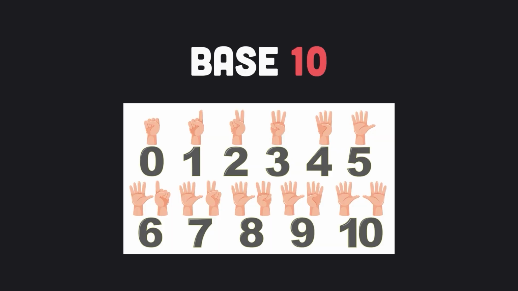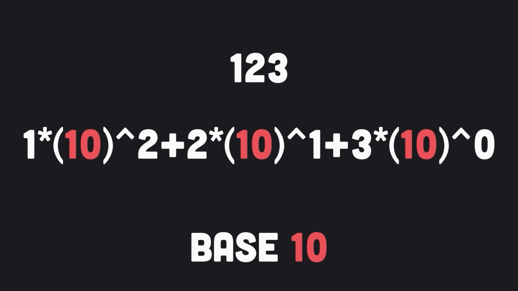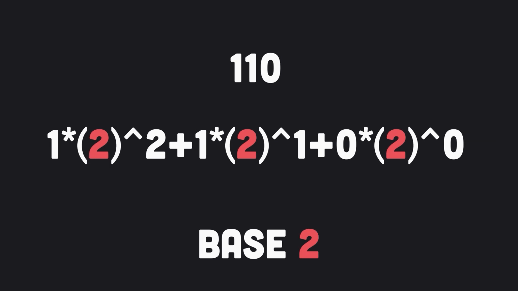We humans use base 10, also known as the decimal system. Take the number 123. It is equal to 1 times 10 to the power of 2, plus 2 times 10 to the power of 1, plus 3 times 10 to the power of 0, which equals 123. But in binary, it's the same idea, just with 2 as the base.